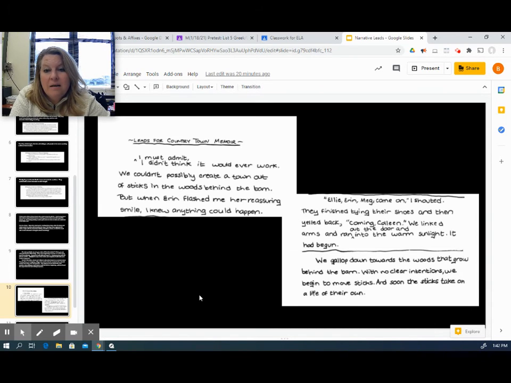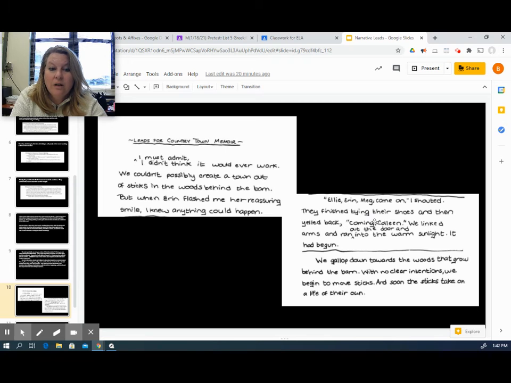I must admit, I didn't think it would ever work. We couldn't possibly create a town out of sticks in the woods behind the barn. But when Erin flashed me her reassuring smile, I knew anything could happen. So this is a reaction lead right here.